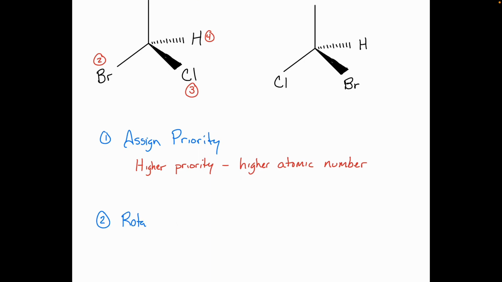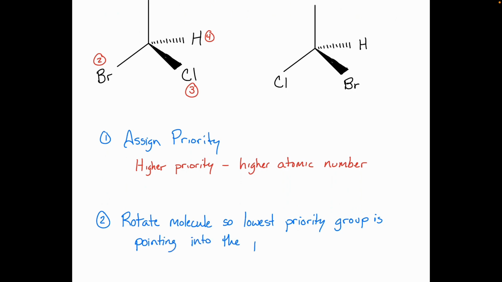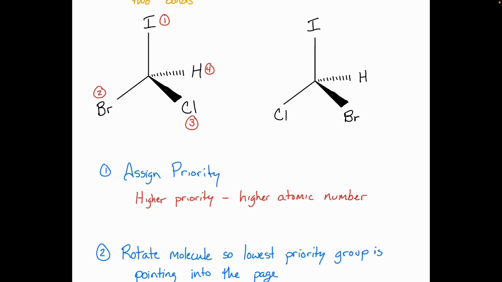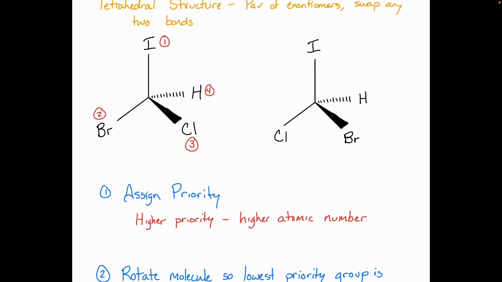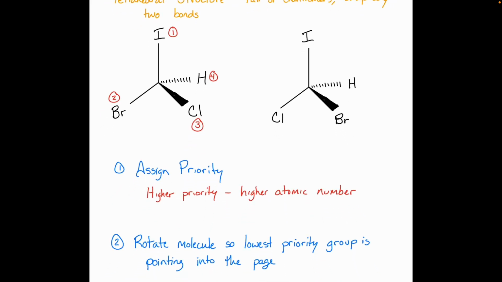Then we're going to rotate our molecule so that the lowest priority group is pointing into the page. All right, in this case here, we'll do an example where we have to rotate it ourselves, but in this example here, my lowest priority group is already pointed into the page. Remember, that's what that dashed bond means.